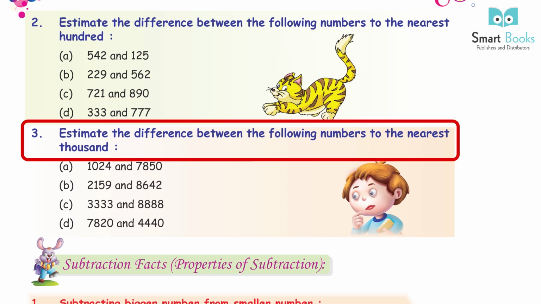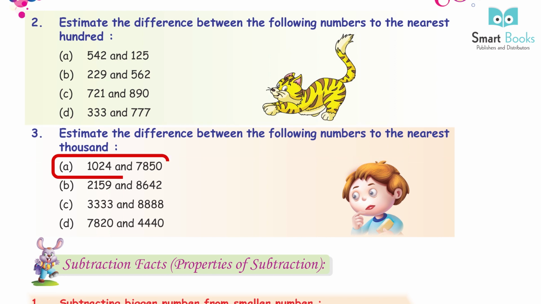Question 3. Estimate the difference between the following numbers to the nearest 1000. A. 1024 and 7850. Answer 7000. B. 2159 and 8642. Answer 7000. C.